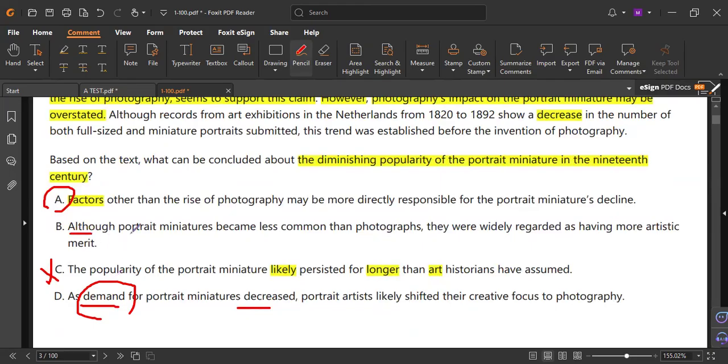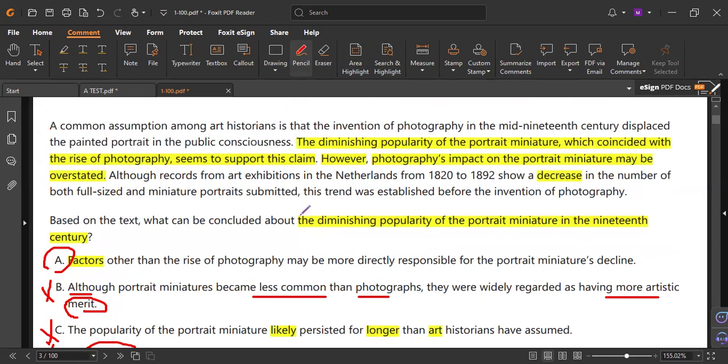About this comparison, portrait miniatures became less common than photographs. They were having more artistic merit. He didn't mention merit at all. So here the test maker makes three facts not mentioned in the text. Feel it? Yes. That's why.